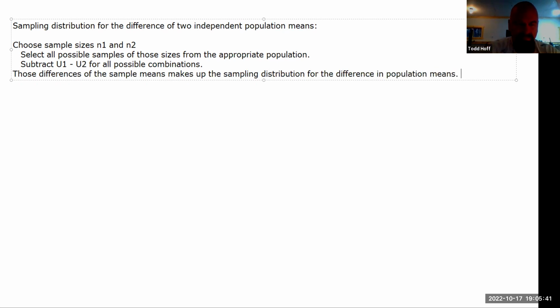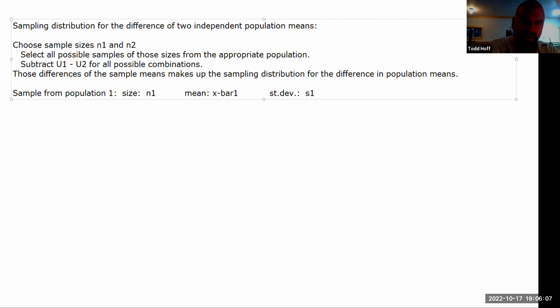So these samples: the sample from population 1 has a size of N1, has a mean of X bar 1, and a standard deviation of S1. I don't have a better way of writing it out without using the thing. It's just the X with the bar over the top and the 1. I'll draw it out in just a second. So technically, this here X bar 1 is X with a bar over it and a little subscript 1. I just don't have a convenient way of typing it out, so I will type out X bar 1 on the screen here for tonight.